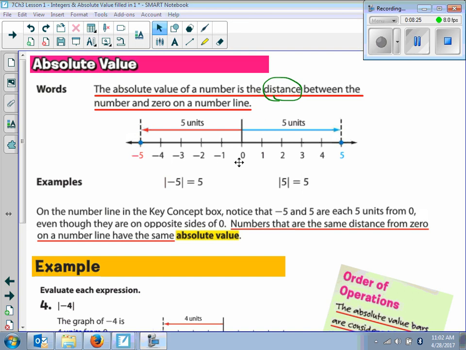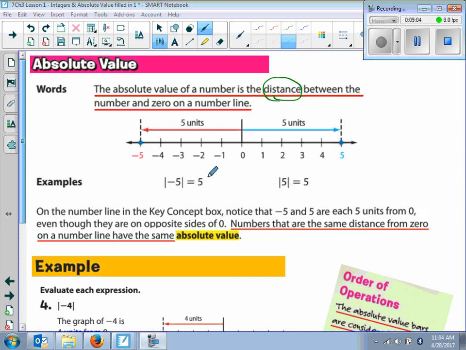So here, if we look at this example, we've got negative 5 and we have positive 5. Now, the way you can think about absolute value, elementary, is how many hops does it take to get to 0 on the number line. So, negative 5, it takes 1, 2, 3, 4, 5 hops. So, the absolute value of 5, how many hops does it take to get to 0? 5 hops, right?